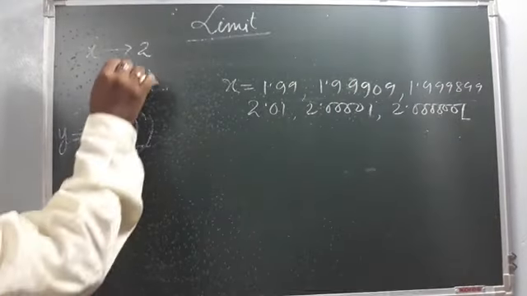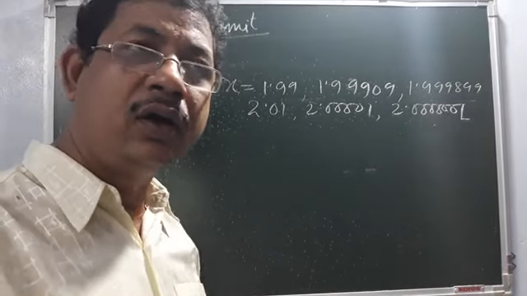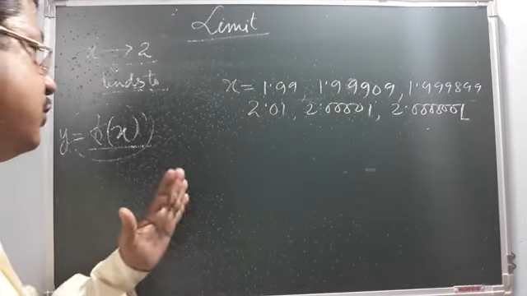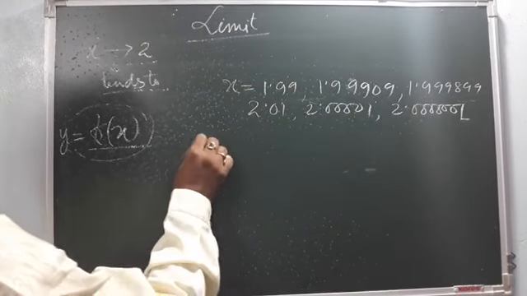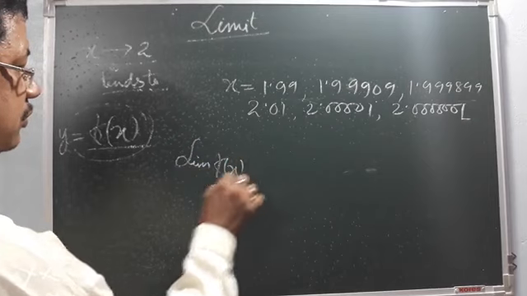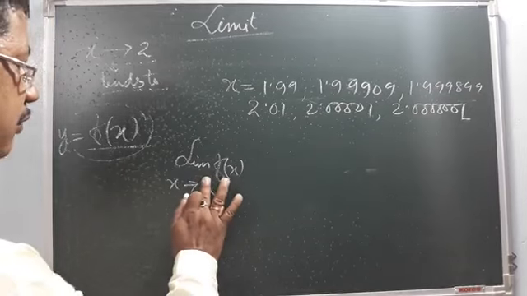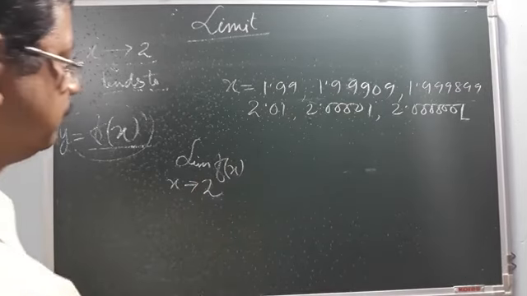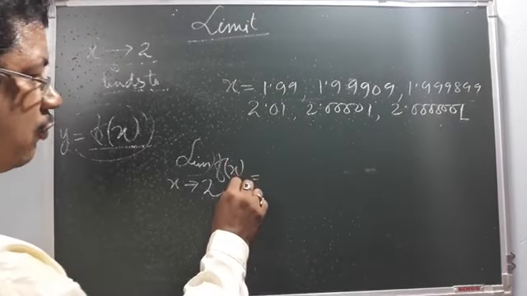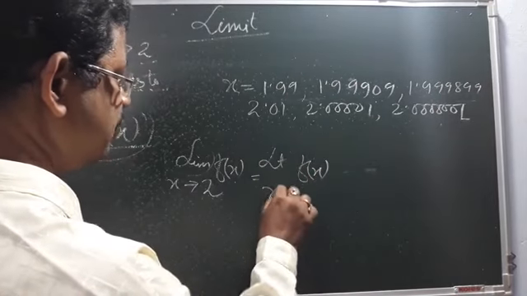That means what? X is our chosen, independent variable, but f(x) here fully depends on x. Now one symbol: this f(x), x tends to a. Here first I will take 2. It means lim means limit of f(x), x tends to 2. Sometimes it is written like that, limit f(x), x tends to 2.